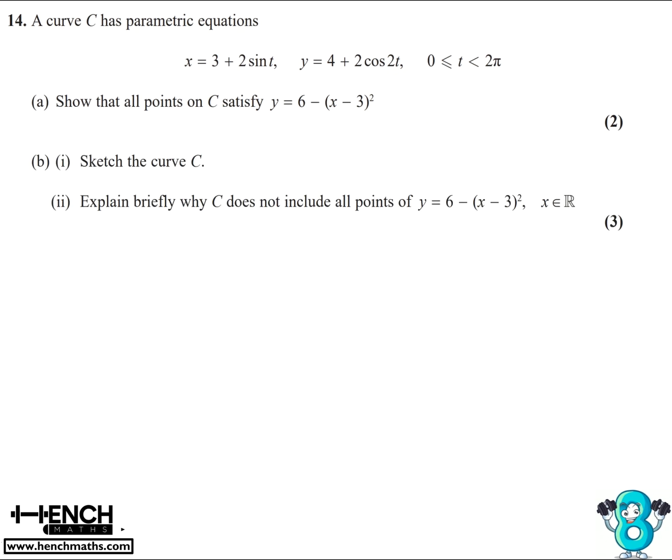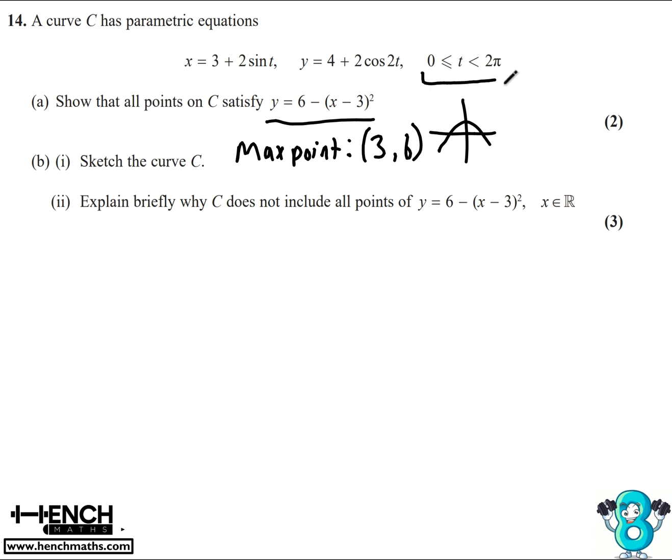Part B, sketch the curve C. So we need to sketch y equals 6 minus (x minus 3) squared. What kind of curve is that? It looks like a quadratic, and because we've got the negative in front of what would be the x squared, it's a negative quadratic. So it's going to be a parabola in this sort of shape, with a maximum point. If we remember from completing the square, we can find the maximum point from this. The maximum point will be when x is 3, so we make the squared bracket equal to 0, and then we'll be left with 6. So (3, 6) is the max point of your quadratic, and that will help us to sketch it.